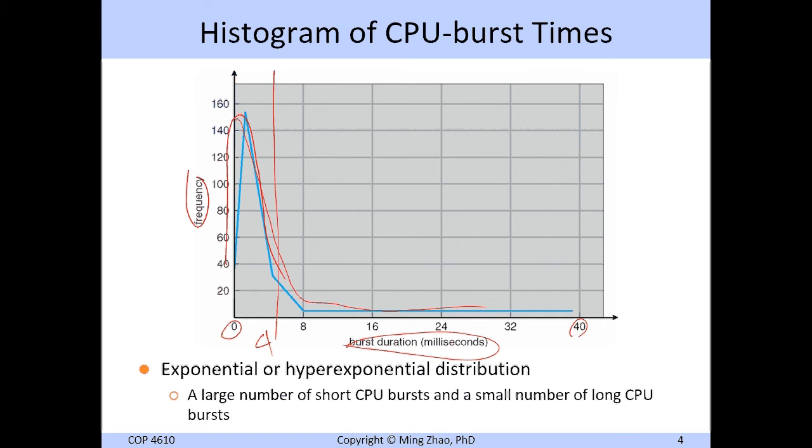So this tells us that most of the processes have really short CPU bursts, and only a very small number of the processes have long CPU bursts. Their percentage drops really quickly as the CPU burst duration increases. The distribution generally follows an exponential or hyper-exponential distribution.